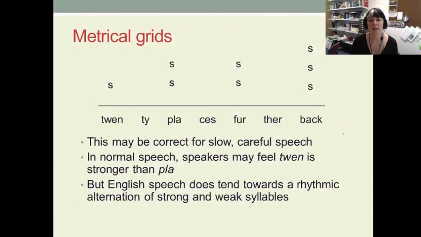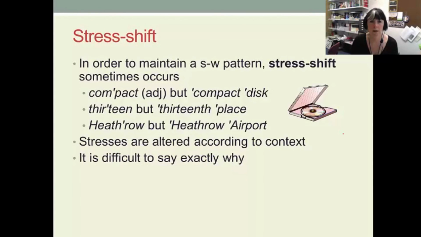But what we do know is that English likes to have an alternation of strong and weak syllables, and we find that this pattern is something that English tries very hard to preserve, at least the reference accent that we're looking at on this course. In order to preserve that, we sometimes get something called stress shift. So if we have words of more than one syllable where the stress is near the end, so for example in the adjective compact the stress is on the second syllable, if we then have a noun following where the stress is at the start, then what we find is that the stress moves from this syllable away from that other stress, so it moves backwards.